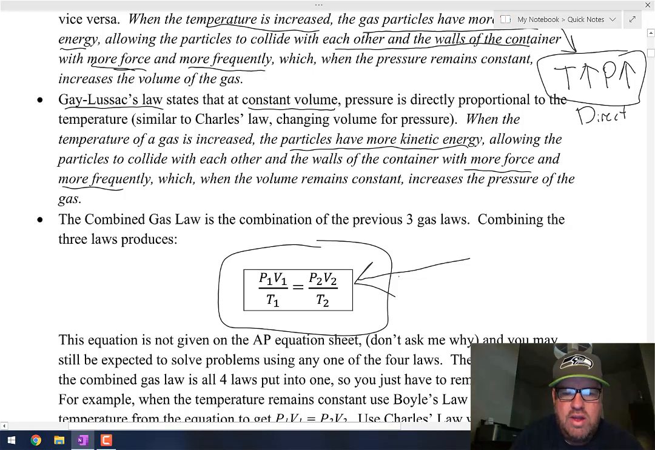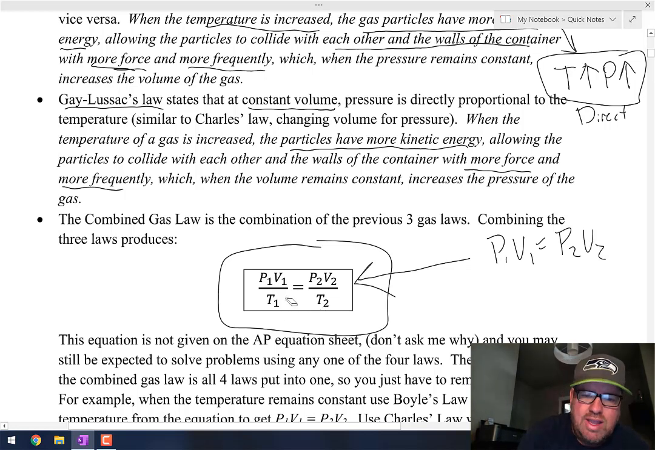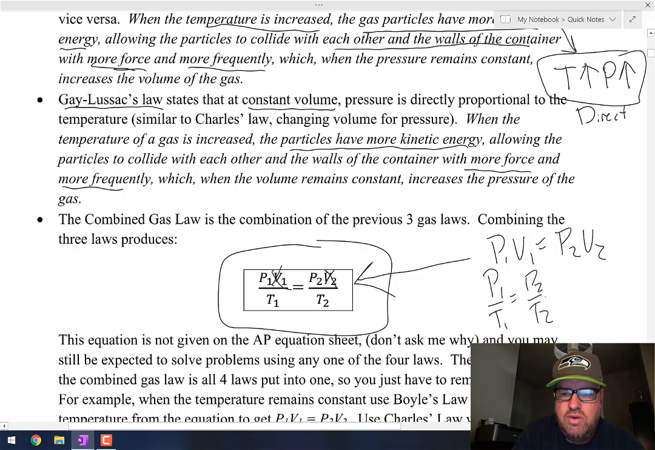But really what you need to understand is, let's say in the problem they tell you that the temperature is constant. Well, you take temperature out, and then you just have P1V1 equals P2V2. And that's Boyle's law. Again, the names don't matter. What if they tell you that the volume's constant? Anytime something is constant or doesn't change, you take it out. And then you have P1 over T1 equals P2 over T2. And that's Gay-Lussac's law there.